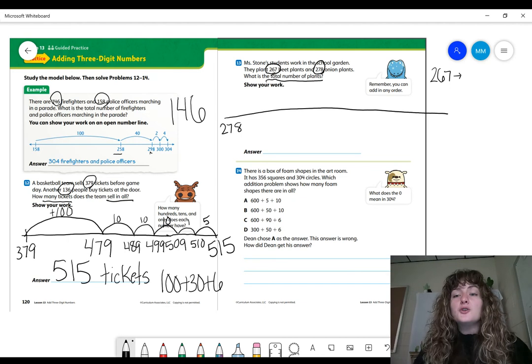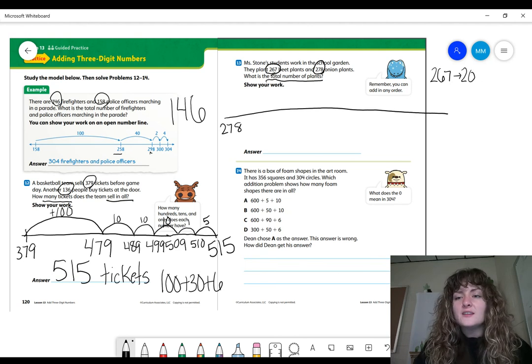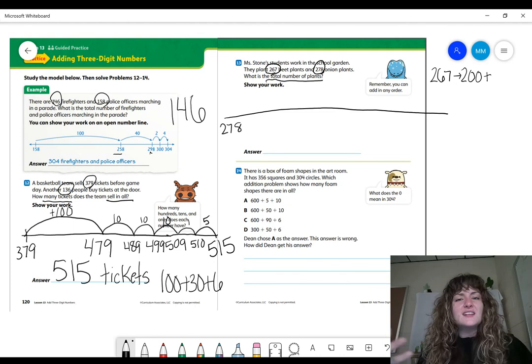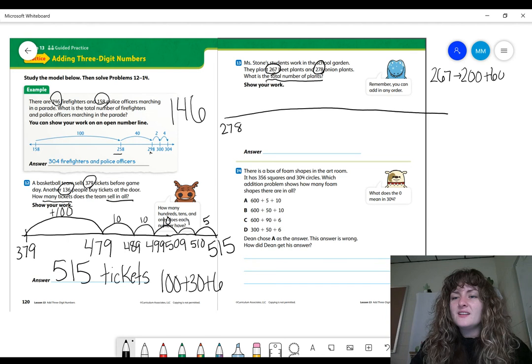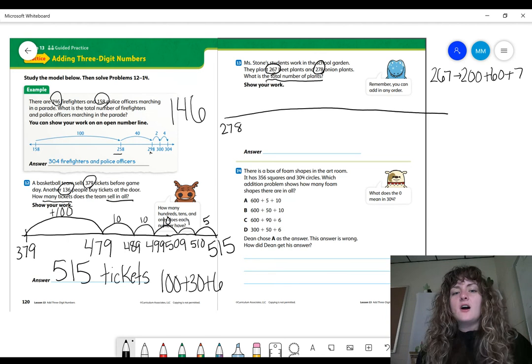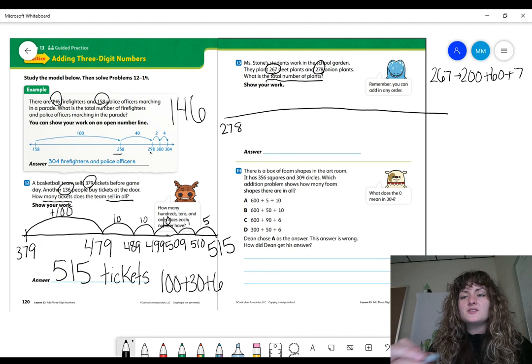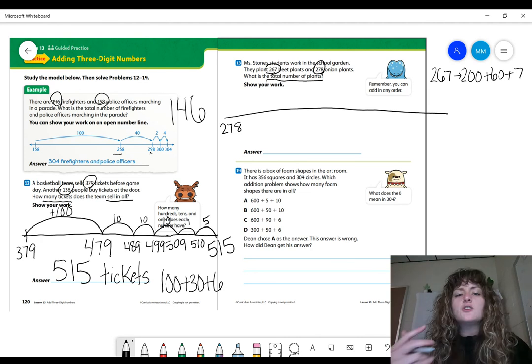So in 267, how many hundreds are there? 2 hundreds. 2 hundreds is the same as 200. All right, our tens place, we have 6 tens, which is the same as what number? 60. And 7 ones. All right, so I am going to add my hundreds first. So I'm going to add 2 hundreds to 278.